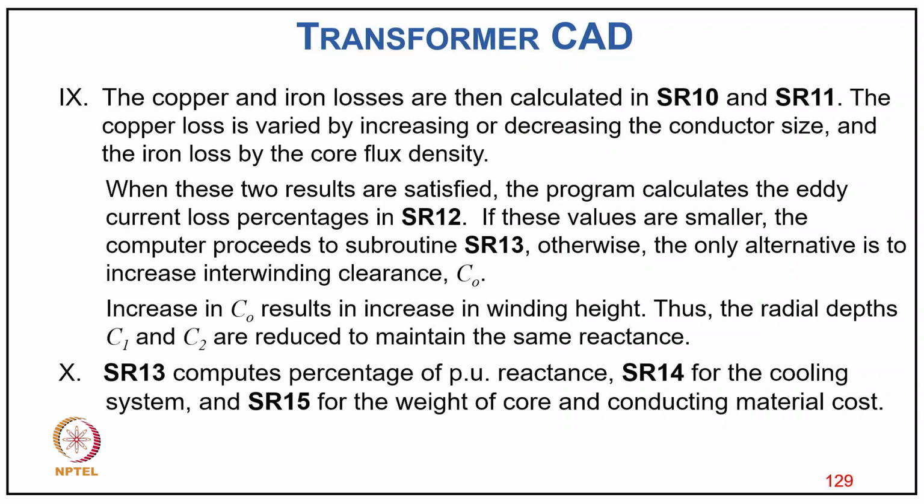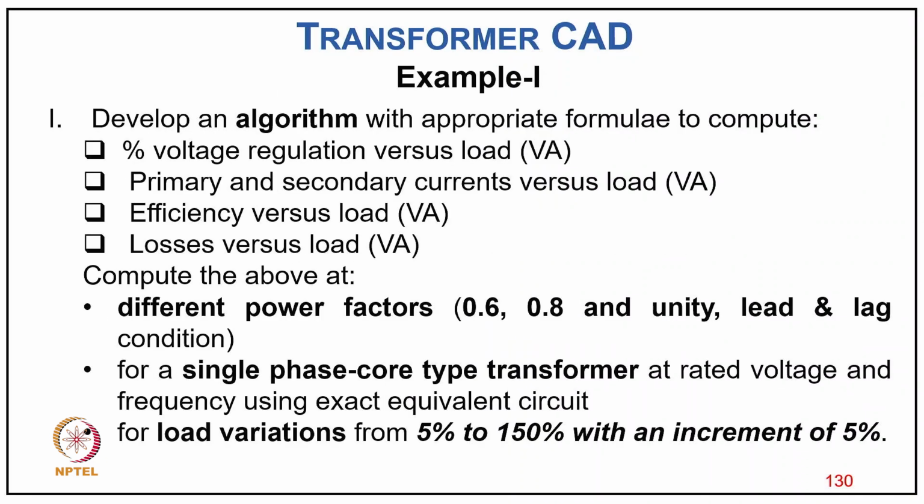Otherwise, the only alternative is to increase the interwinding clearance C0. Increasing C0 results in an increase in the winding height. Thus, radial depths C1, C2 are reduced to maintain the same reactance. Then the percentage reactance is computed. SR14 calculates the cooling system. SR15 is for weight of core and conducting material cost.